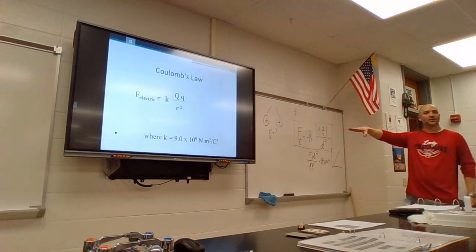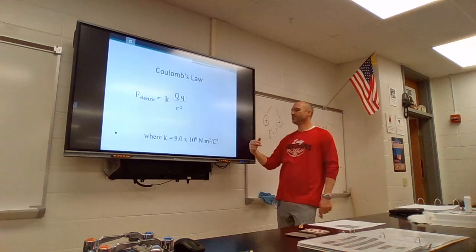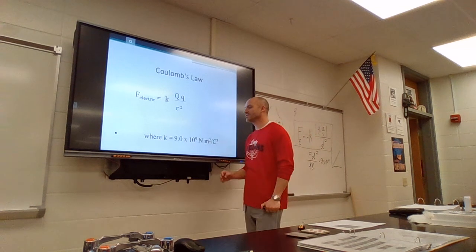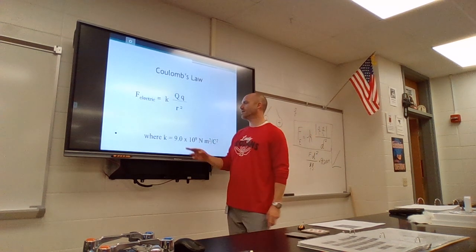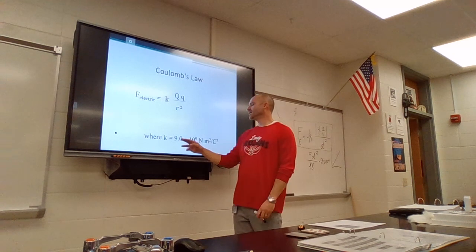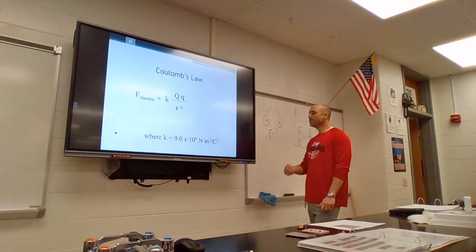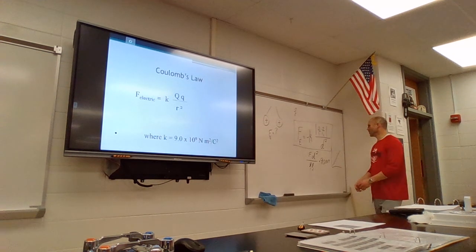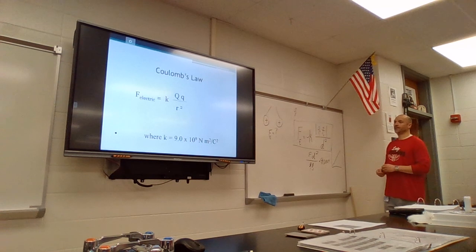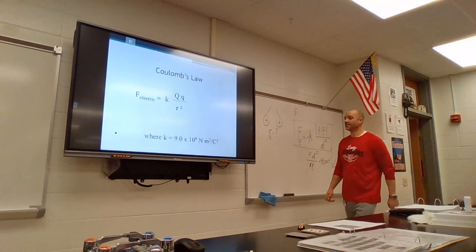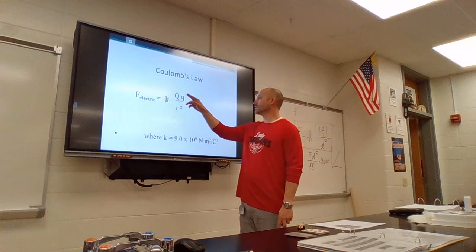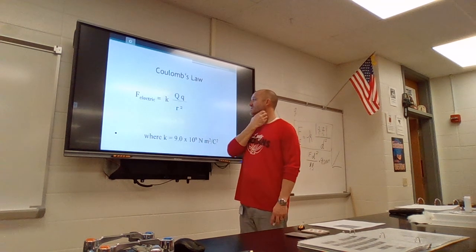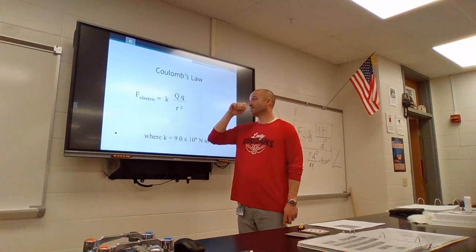And there it is officially, so you know where to look for it if you didn't find it in your text already and you didn't write it down up here. It's in the notes on the PowerPoint here. 9 times 10 to the 9 Newton meter squared per Coulomb squared. Where did that unit even come from? Well, it has to be that, because we have to cancel out our Coulomb squared and our distance squared. So there's newtons left over.